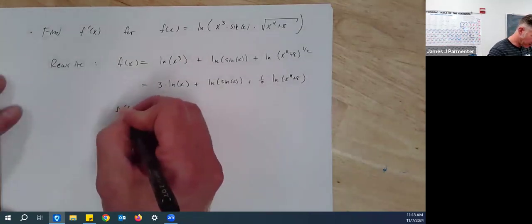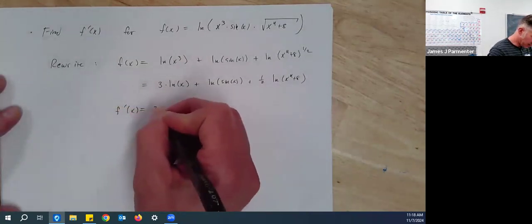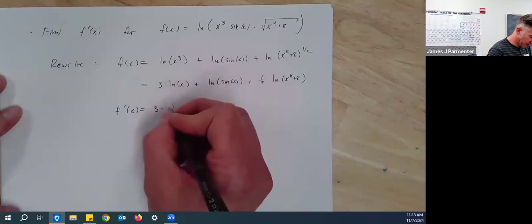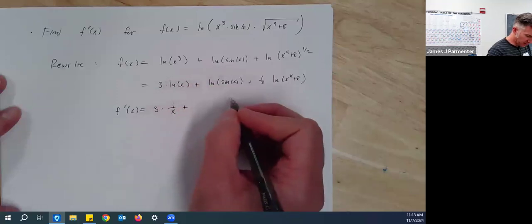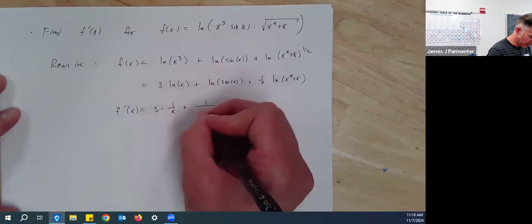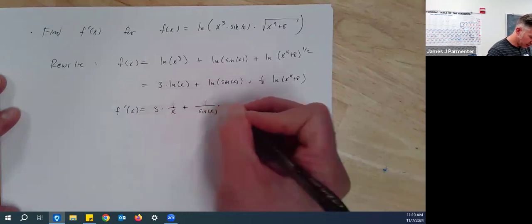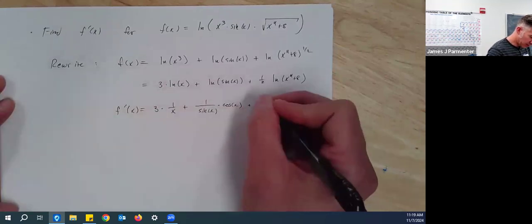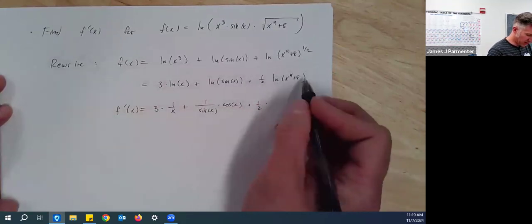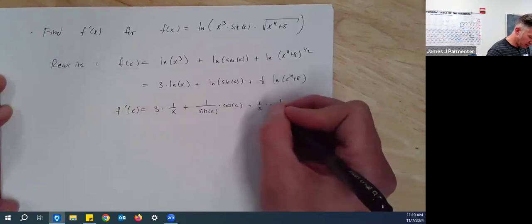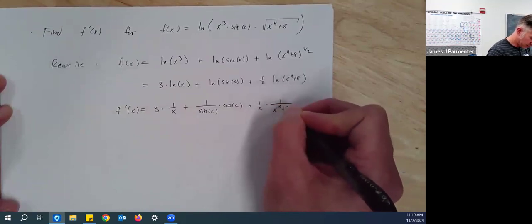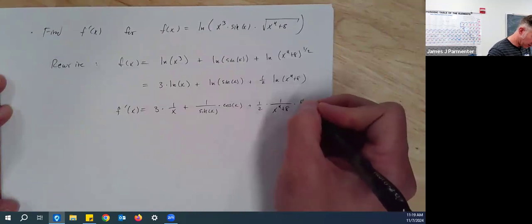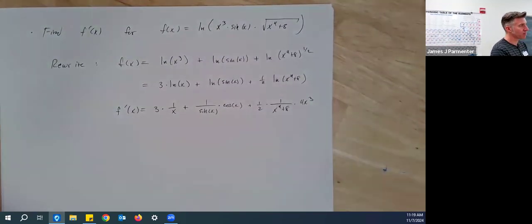Our derivative f prime of x is going to be 3 times the derivative of the natural log of x, which is 1 over x, plus the derivative of the natural log of some stuff is 1 over the stuff, so 1 over sine of x, times the derivative of the stuff, which is cosine of x, plus 1/2 times the derivative of the natural log of x to the 4th plus 8, which is 1 over x to the 4th plus 8, times the derivative of x to the 4th plus 8, which is 4x cubed. So you can really save yourself a lot of grief if you take the time to simplify a logarithmic expression first.